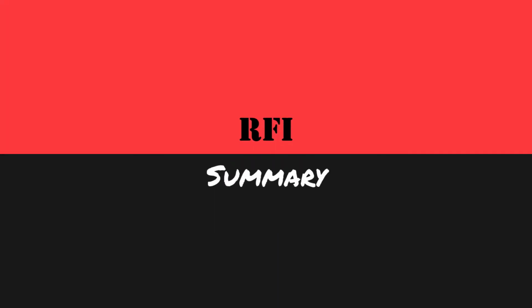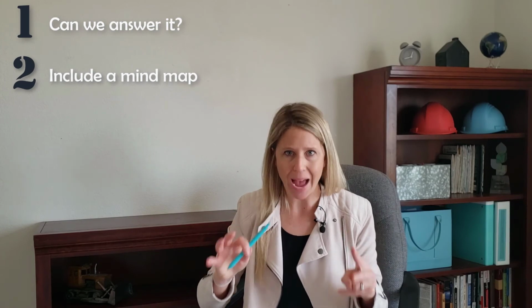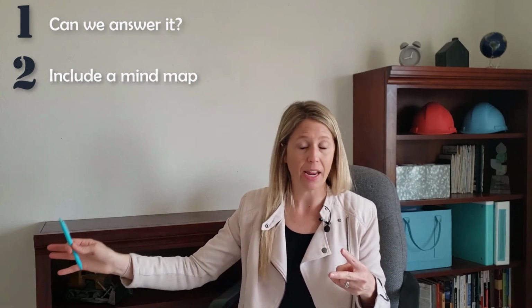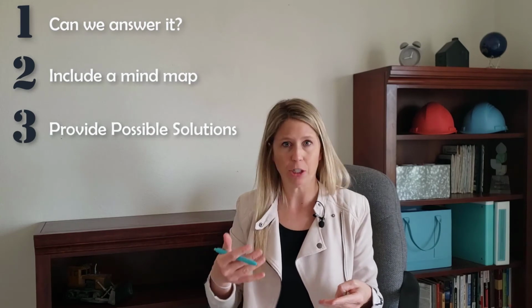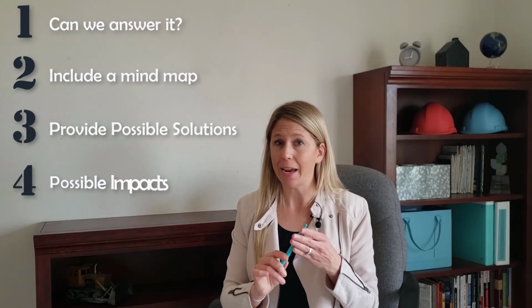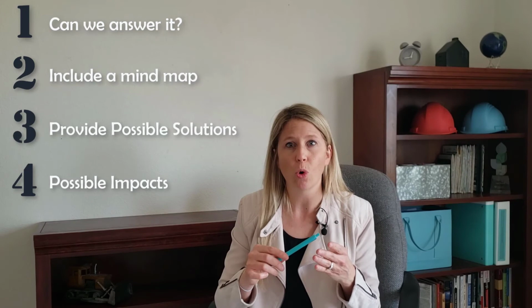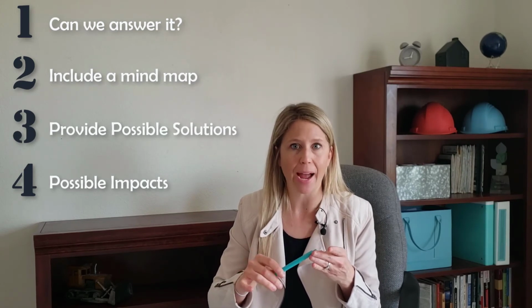So as a recap: one, make sure that we can already answer the question for the RFI before sending it to the next level. Two, make sure that you create the best possible map to let anybody and everybody know where to find this question or what this question is in regards to. Three, provide possible solutions based on the expertise of your team. Four, make sure that you have any budget and schedule impacts and the date that you need it back, which is obviously going to impact the schedule as well.